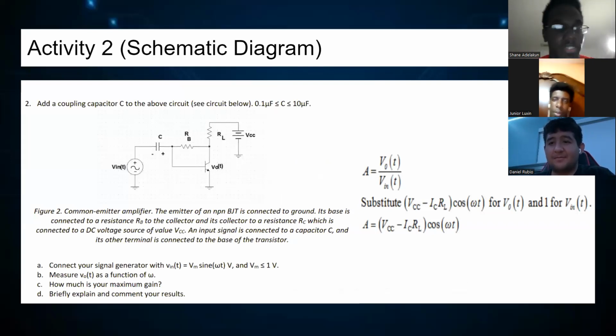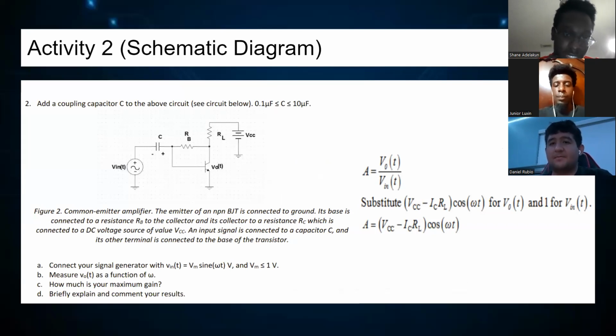This is activity 2. Basically, for this one, it's a common emitter amplifier. The emitter of the amplifier is connected to the ground, the base is connected to resistance RB, and the collector is connected to resistance RC, which is connected to the DC voltage source VCC. The input signal is connected through the capacitor C to the base of the transistor. As you can see, we had to connect our signal generator with the input VIN.